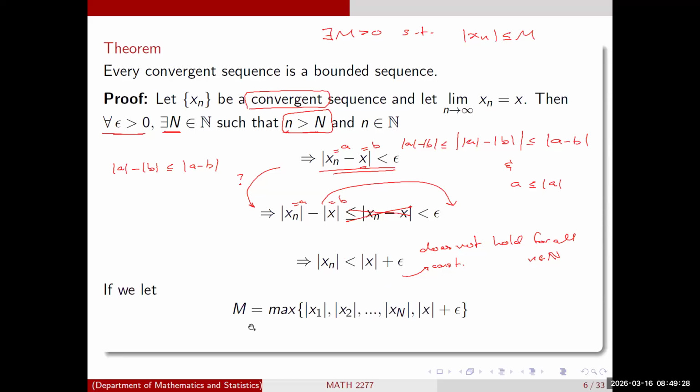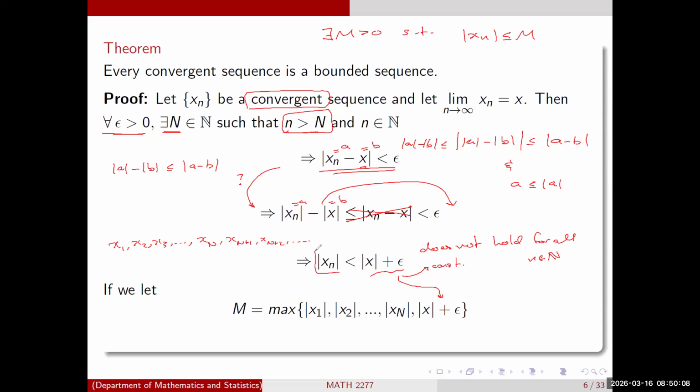Well, here's what you do. You take M to be the maximum of this. Where are they getting this from? Modulus x1, modulus x2, up to modulus xN, and then we see this term appear again. This term here is what you see here. But what are all of these other terms? This sequence is x1, x2, x3, all the way up to x big N. What's after x big N? x big N plus 1, x big N plus 2, and it keeps going.